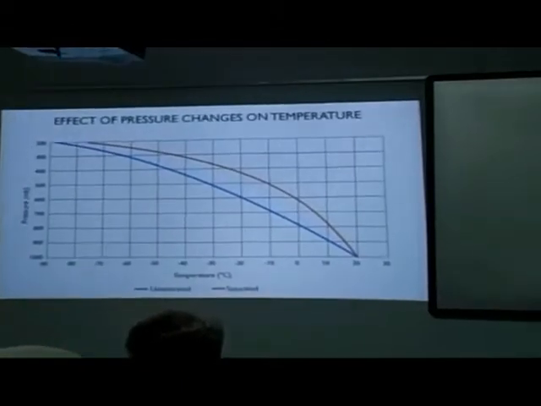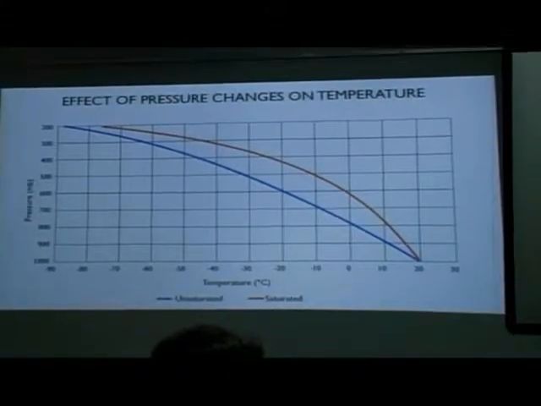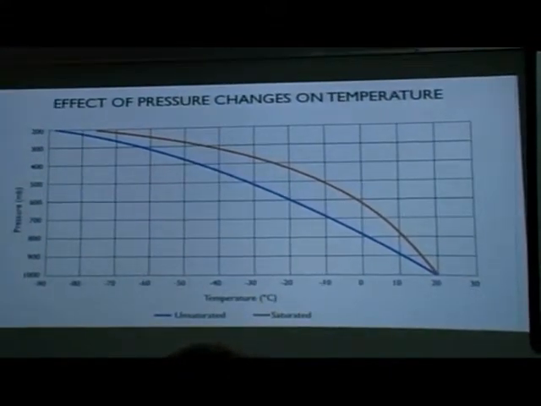Because of that, if the air is saturated and I decrease the pressure so it cools off further, it's not going to cool off as fast as if it was dry. So it's not going to follow that dry adiabatic curve. It's going to follow a new curve, which we call the wet adiabatic. So the blue one is how fast it cools off if it's not saturated, the orange one if it's saturated.